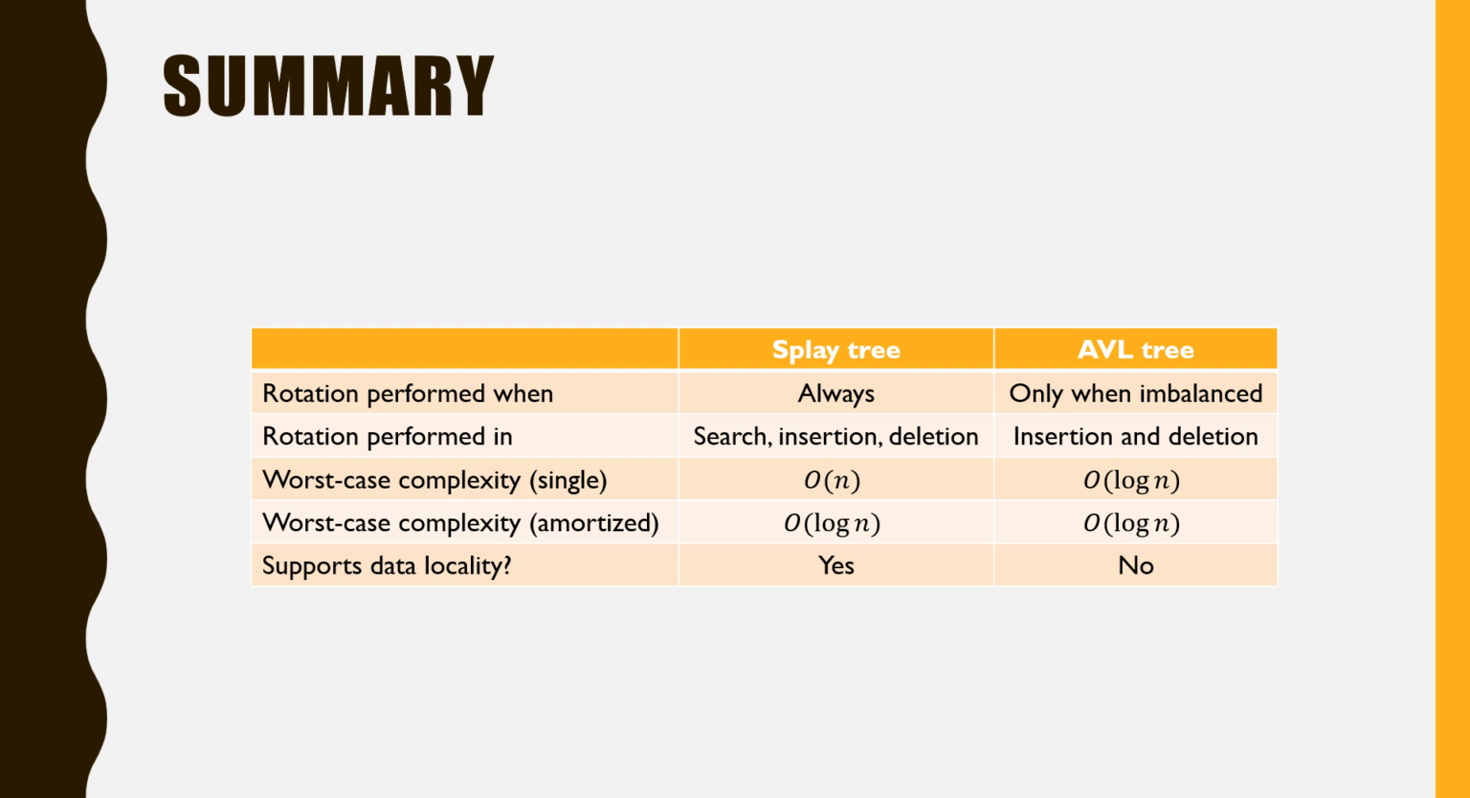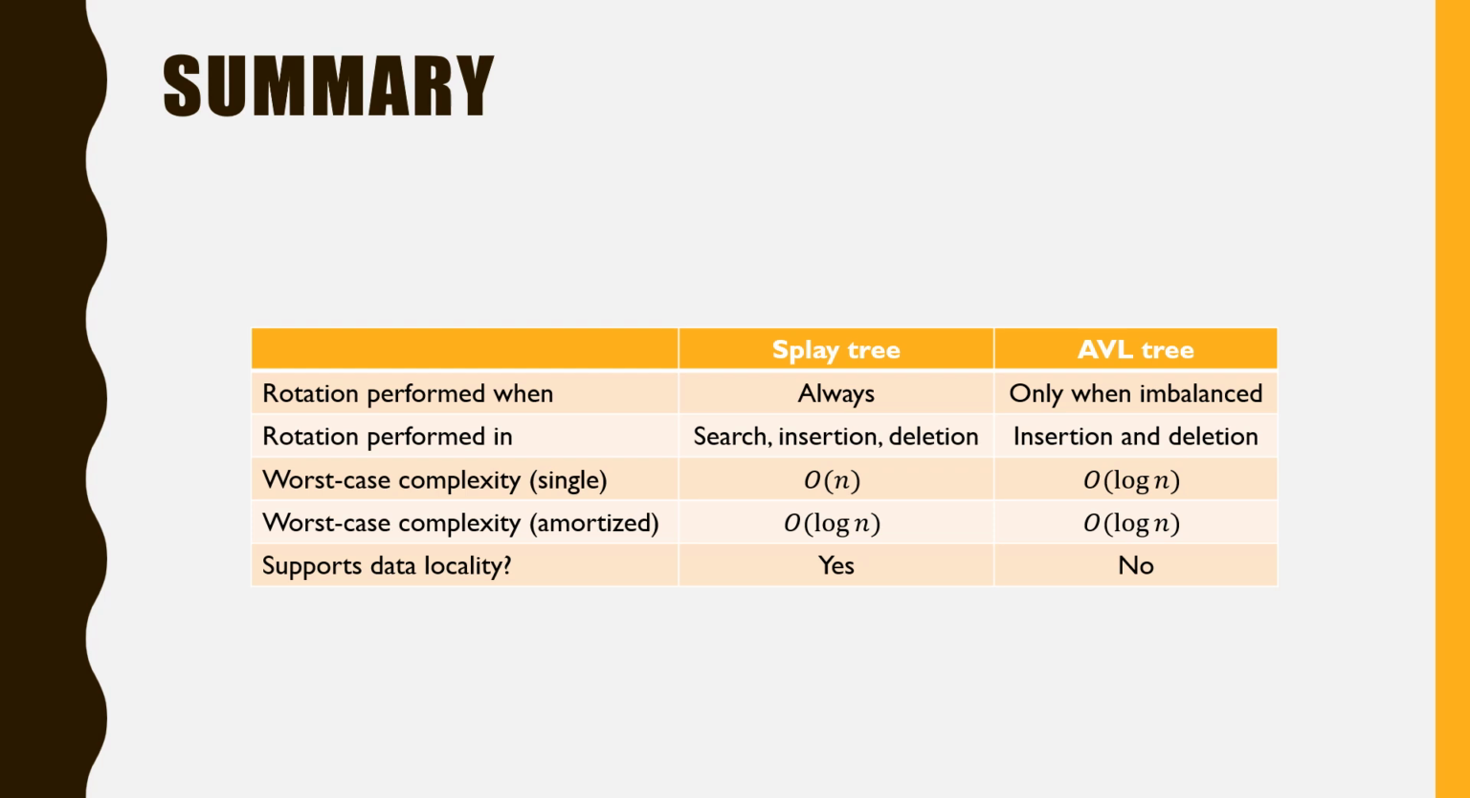Finally, let's summarize the splay tree by comparing it with the AVL tree. The splay tree defines 6 splaying operations, which are always performed alongside the data access operation, such as search, insertion, and deletion. In contrast, the AVL tree defines 4 rebalancing operations, which are only performed during insertion and deletion, and only when an imbalance is detected. For a single data access operation, the splay tree has a worst-case time complexity of O(n), while the AVL tree guarantees a worst-case time complexity of O(log n).